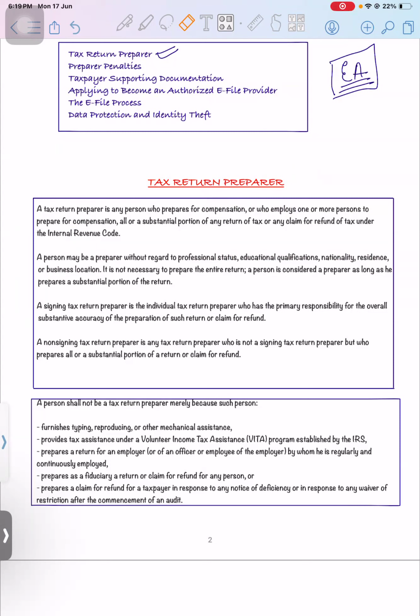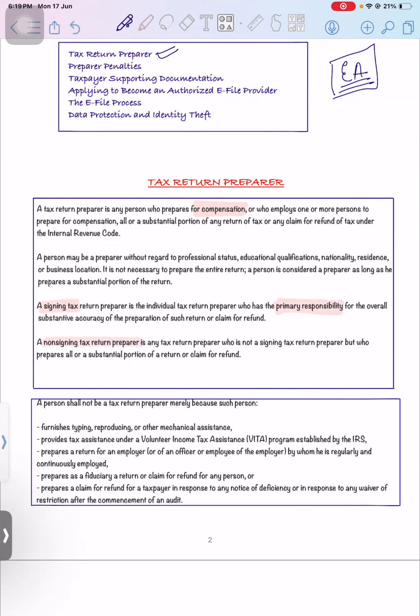A CPA firm is going to take the work from the client. They are not going to do it free of charge. First of all, they will receive the compensation. Second, whoever is going to work on the return, at the preparer level, will also be called a preparer of that particular return. The person who is going to sign the return will be considered the primary responsible person. Now, a non-signing tax return preparer.